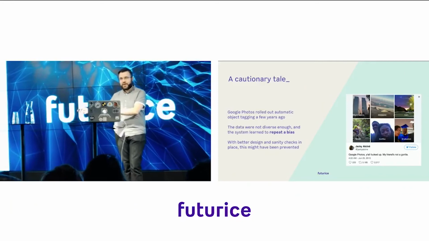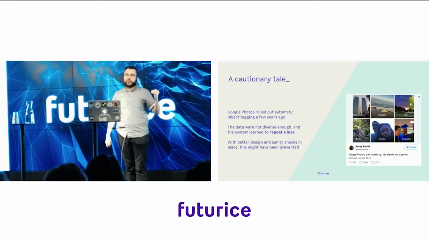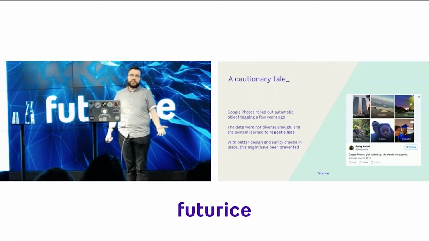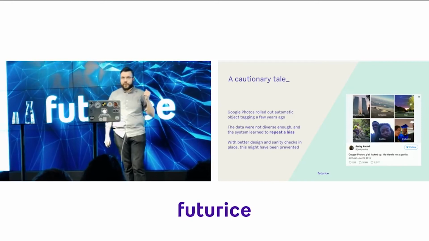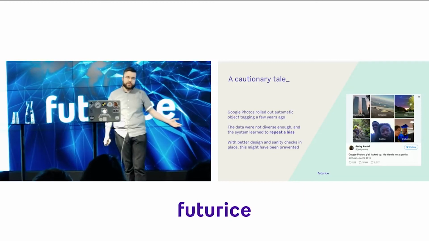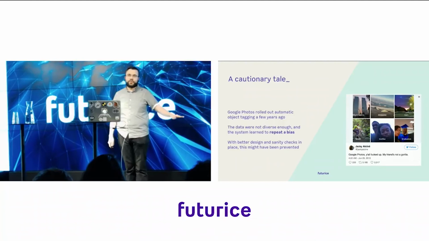And if a designer had actually sat down and thought through what are all the things that could go wrong with this application, this could have been prevented. They could have had some sanity checks in here, like, okay, let's go through all these faces and figure out, are there any catastrophically bad mistaggings? But no one did that. They shipped the feature, and a few days later, the gorillas tag was quietly removed, and you can no longer search Google Photos for gorillas.